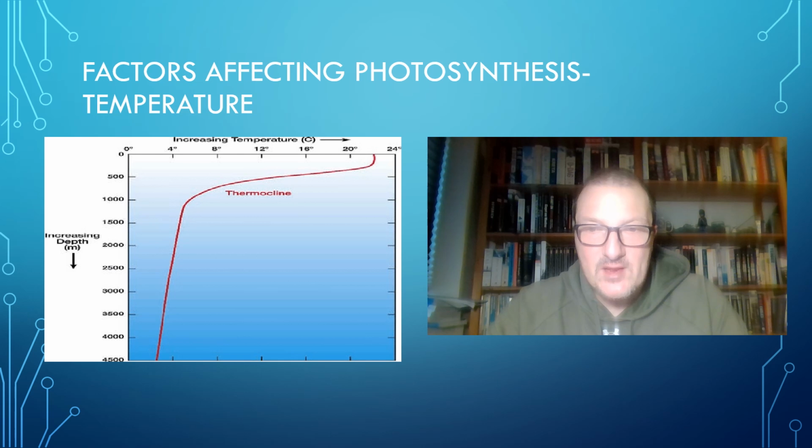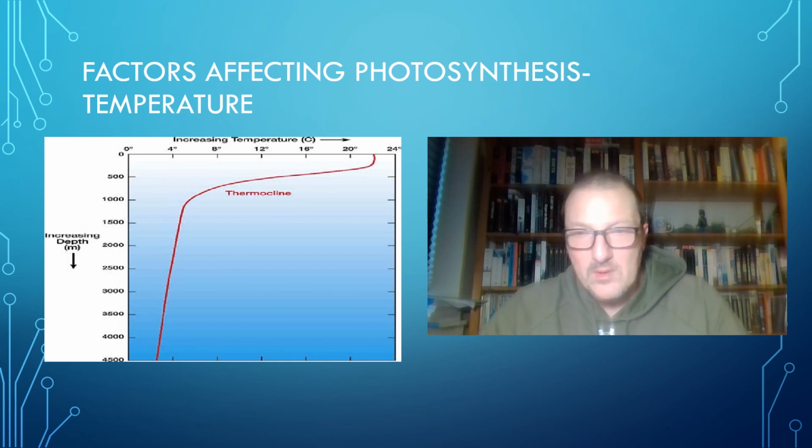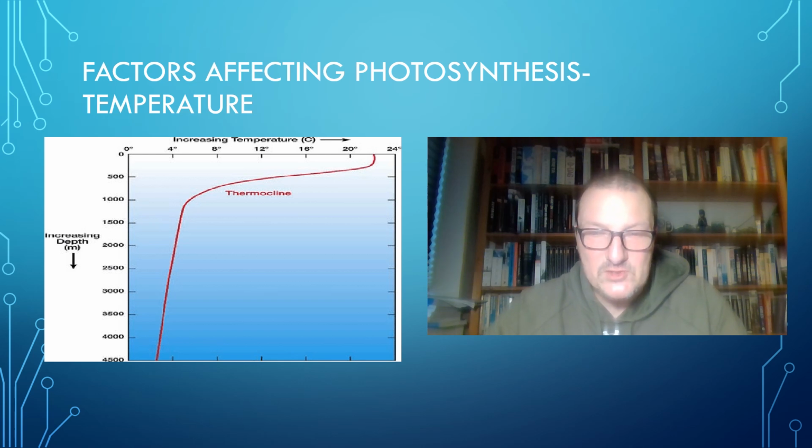Another factor that affects photosynthesis is temperature. All chemical reactions run better at 20 degrees than they do at 10 degrees. And that goes for the enzymes doing photosynthesis as well. So if the water is very cold, photosynthesis will be slower, and if it's warm, it will be faster. Of course, there's a limit to this. If the water gets too warm, we can get a reduction in the rate again.